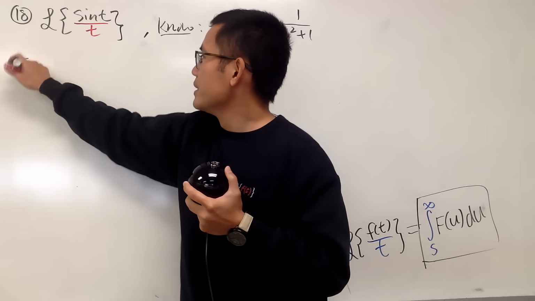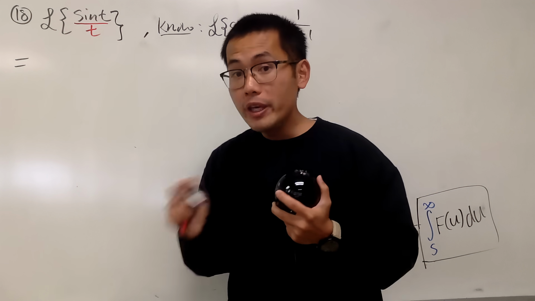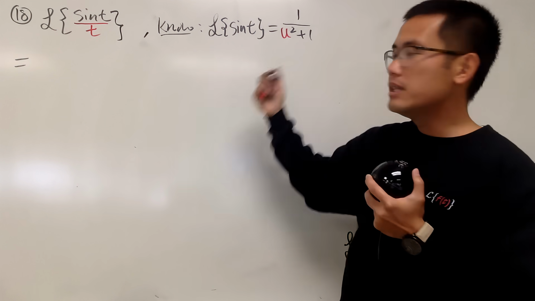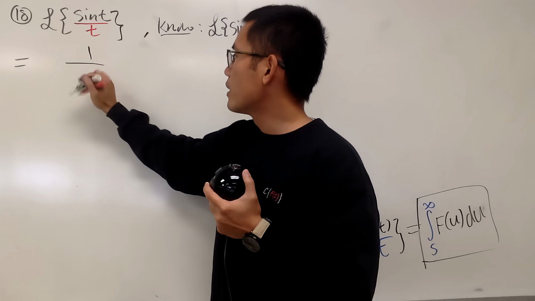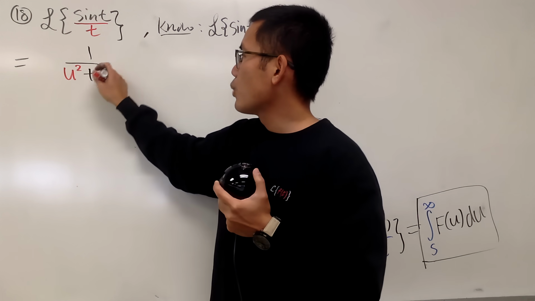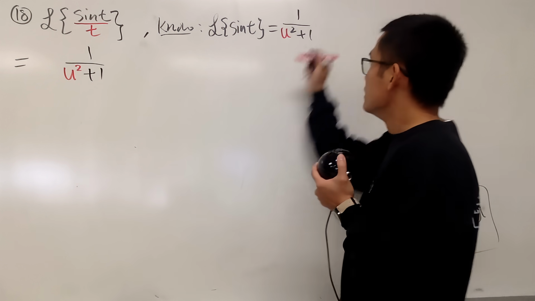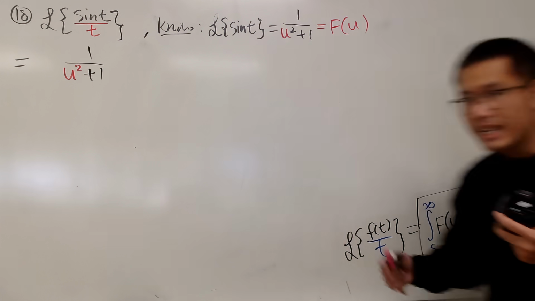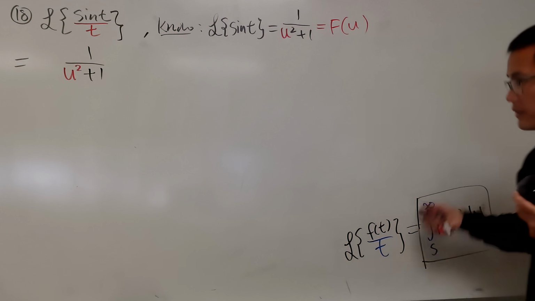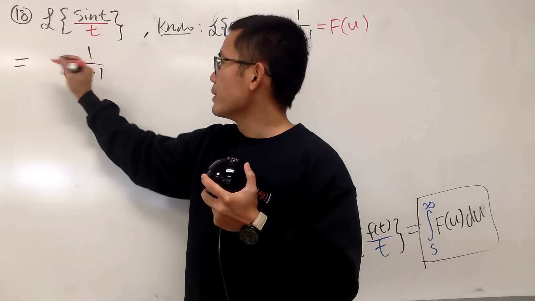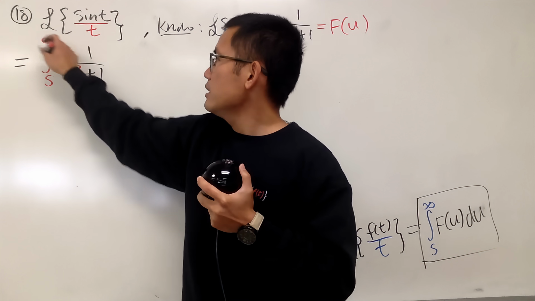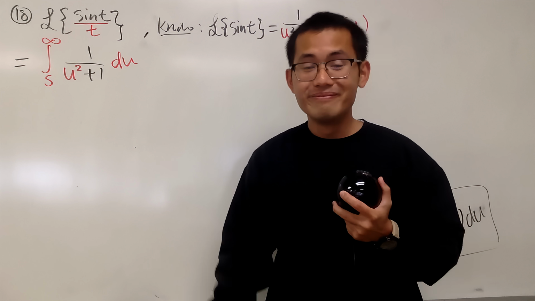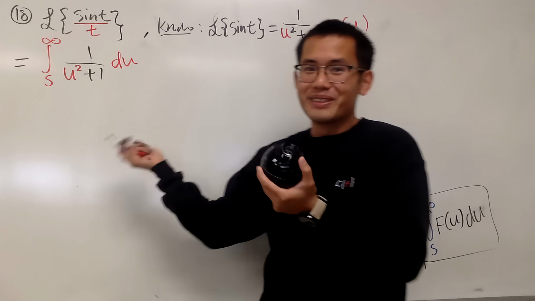So here we go. Because we're dividing by t right here, we will be looking at the Laplace transform of sine t, which is this. Let me write down 1 over u squared plus 1 for you guys. So this right here is our f of u. Yeah? And then you go ahead and integrate from s to infinity. So you integrate that from s to infinity, and you are in the u world. How can we continue? Just do the calculus, of course.